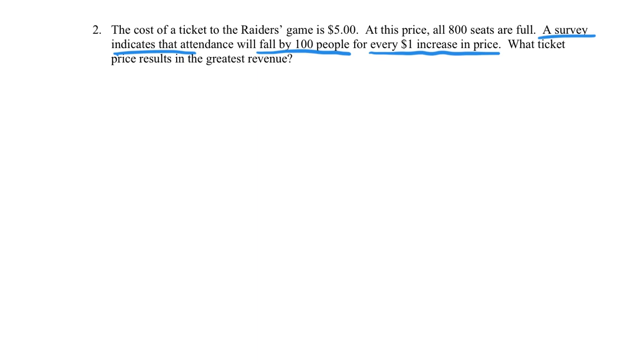So it says a survey indicates that attendance will fall by 100 people for every $1 increase. A change in something creates a change in something else. And when we further read the problem and notice that it's talking about revenue, that's what I want to put in your head. If you see a revenue problem where we're talking about a change in one thing causing a change in another, then there's a way to start off these types of problems. So I'm going to get rid of all of that underline, and here is our start.